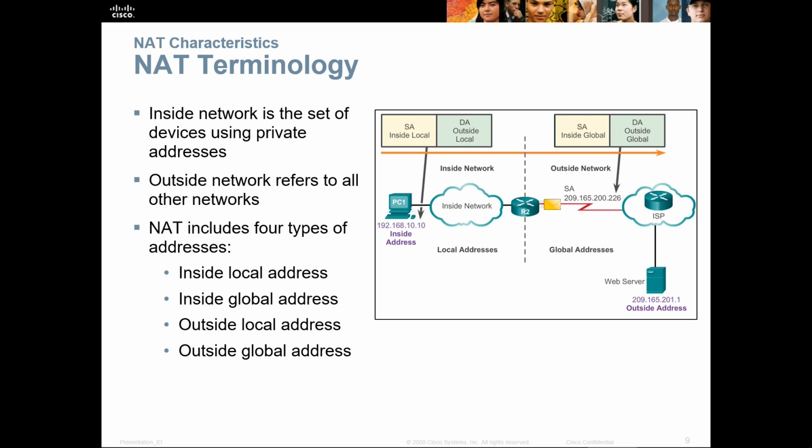Lastly, outside global addresses. Those IP addresses are assigned to a host on the outside network by the host owner. The address is allocated from a globally routable address or network space, a legitimate public address. So again, a local address is any address that appears on the inside portion of the network, versus a global address, which is any address that appears on the outside portion of the network.